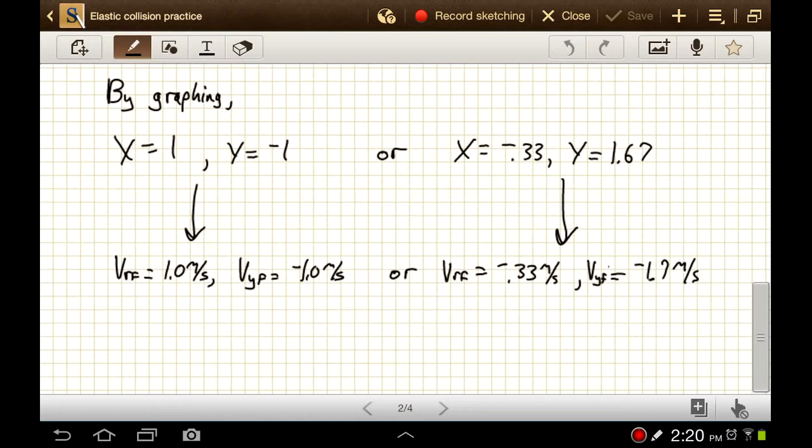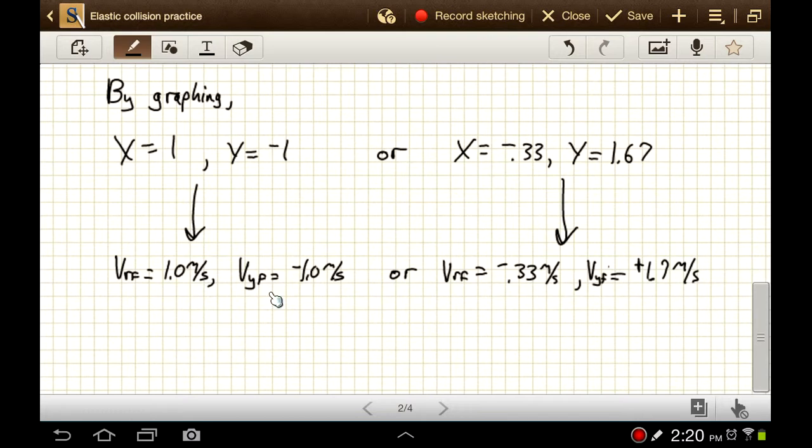And so our 2 possibilities here are either the red one is moving at 1.0 meters per second to the right, the yellow at 1.0 meters per second to the left, or the red is moving at 0.33 meters per second left, and the yellow is moving at 1.7 meters per second to the right. So now we have to decide which one is it.